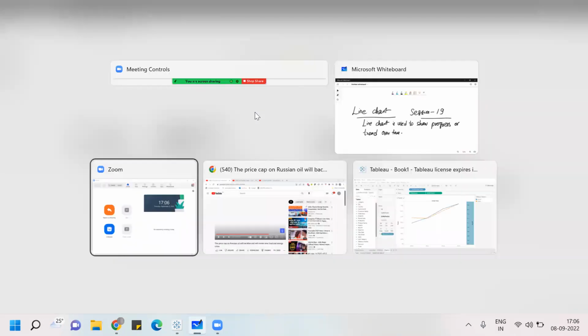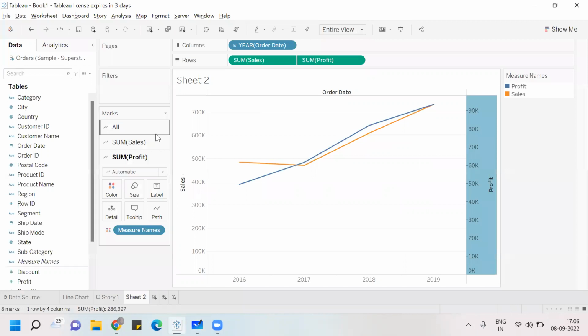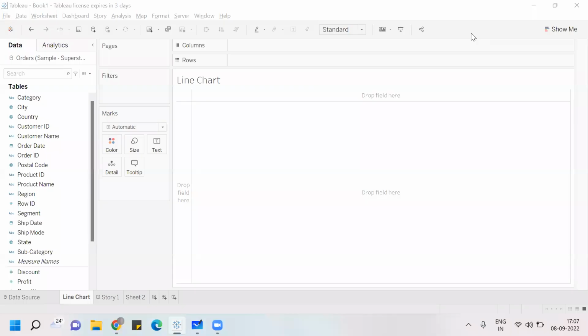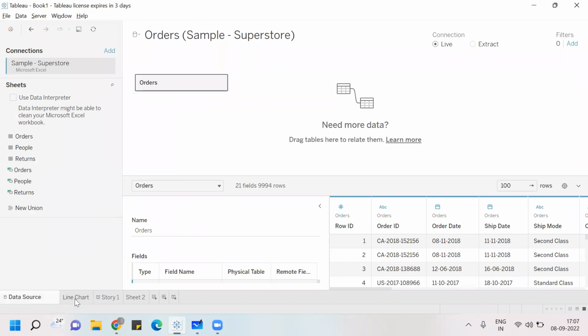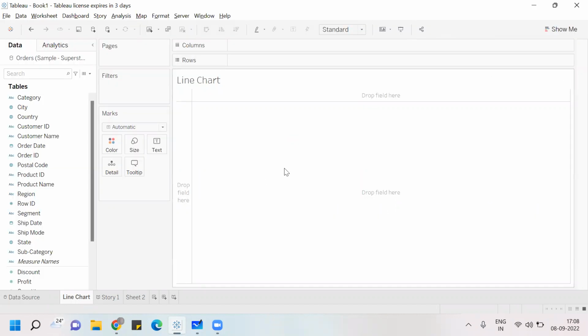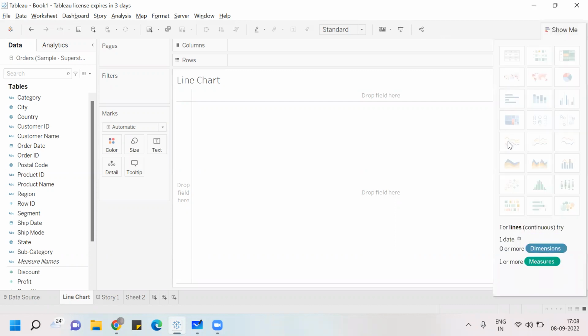So here, if I open Tableau, I'm going to work on the same data source, Sales Superstore. We're going to work on the same data source to talk about the line chart. Now, in order to talk about line chart, you know that one of your variables would be the time period. If I go to Show Me, I have three kinds of line chart. I can talk about continuous line chart, or discrete line chart, or a dual line chart.